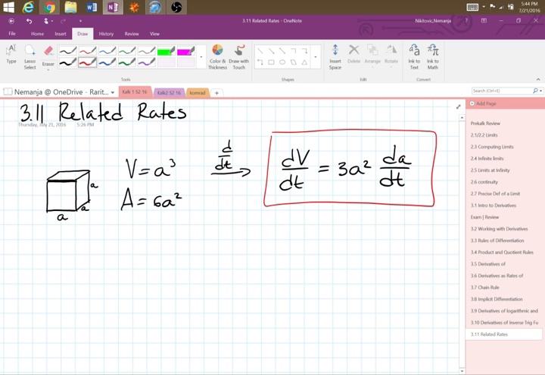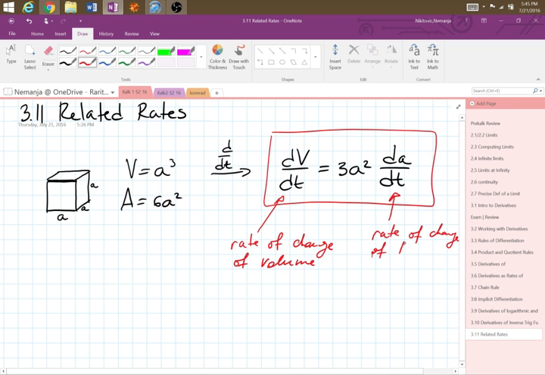So now I would like to spell it out, that this one over here is the rate of change of volume, and this one over here is the rate of change of the length of the side. So now if I know any of these numbers, I can compute the other.